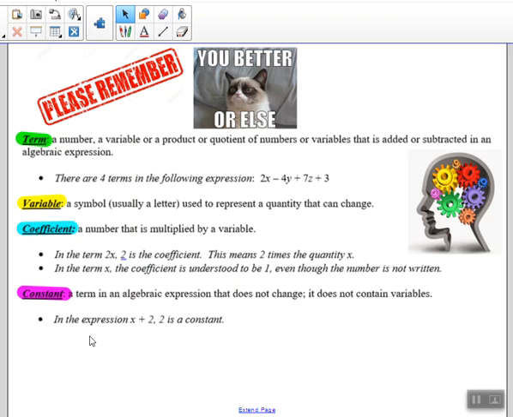Down here, if I have this expression x plus 2, this 2 is a constant because it's representing 2 and that doesn't change. Now, these other values, they're not constants because they're changing depending upon what x is worth or what y is worth or what z is worth. So these are some reminders right there.